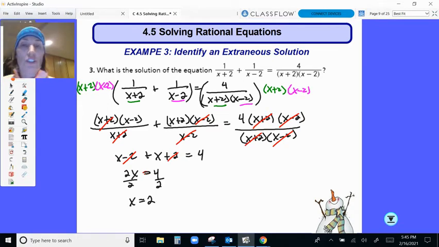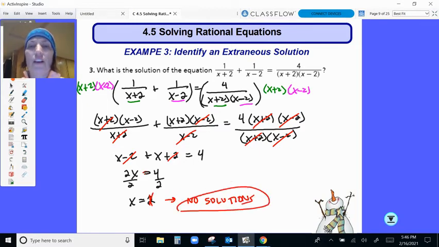Right, so that's my only solution, but again, my problem is I cannot have my solution be 2. So in this case, I have no solutions. This function has no solutions here.